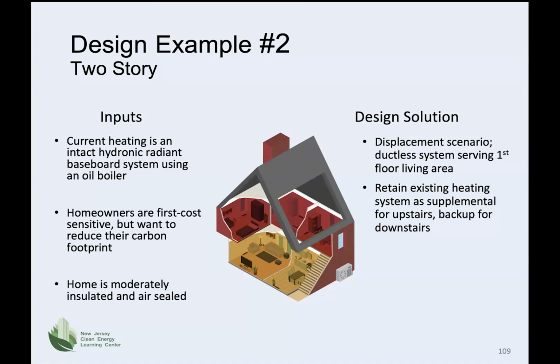An example design solution could be heating the downstairs with the ductless heat pump, the area shown in yellow, and using the existing legacy system to heat the upstairs, shown in red. The existing hydronic radiant baseboard system downstairs could be retained to provide complete backup heat for the entire home.